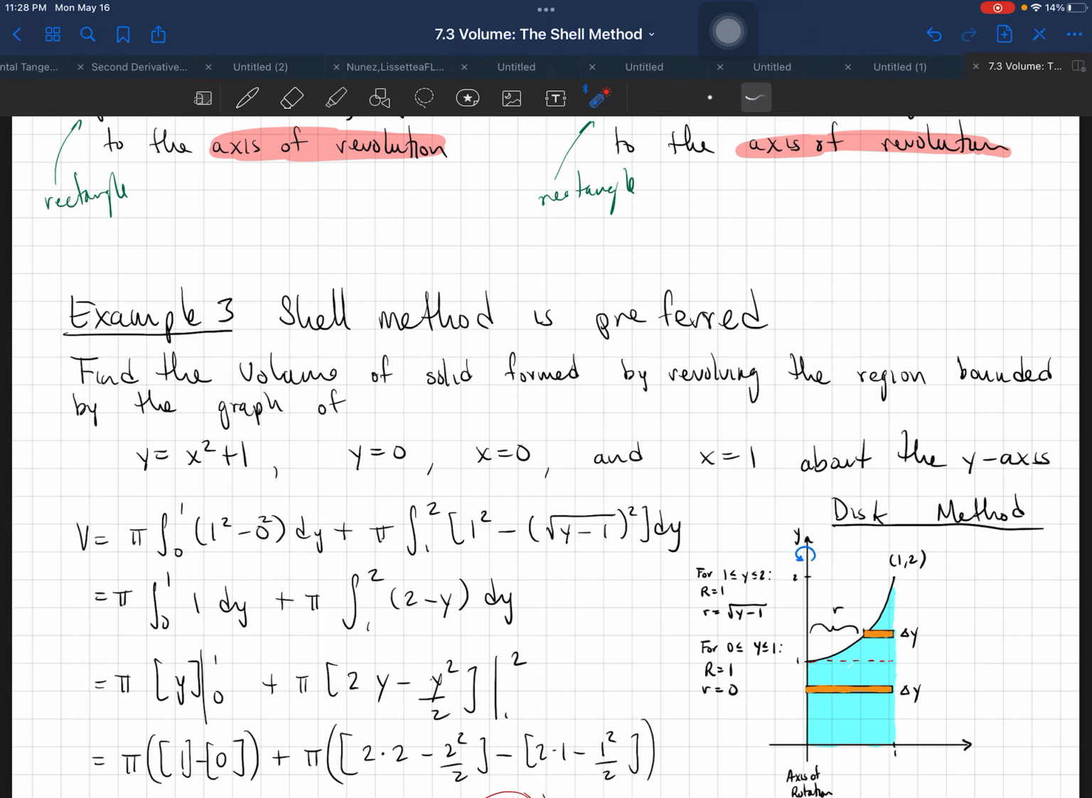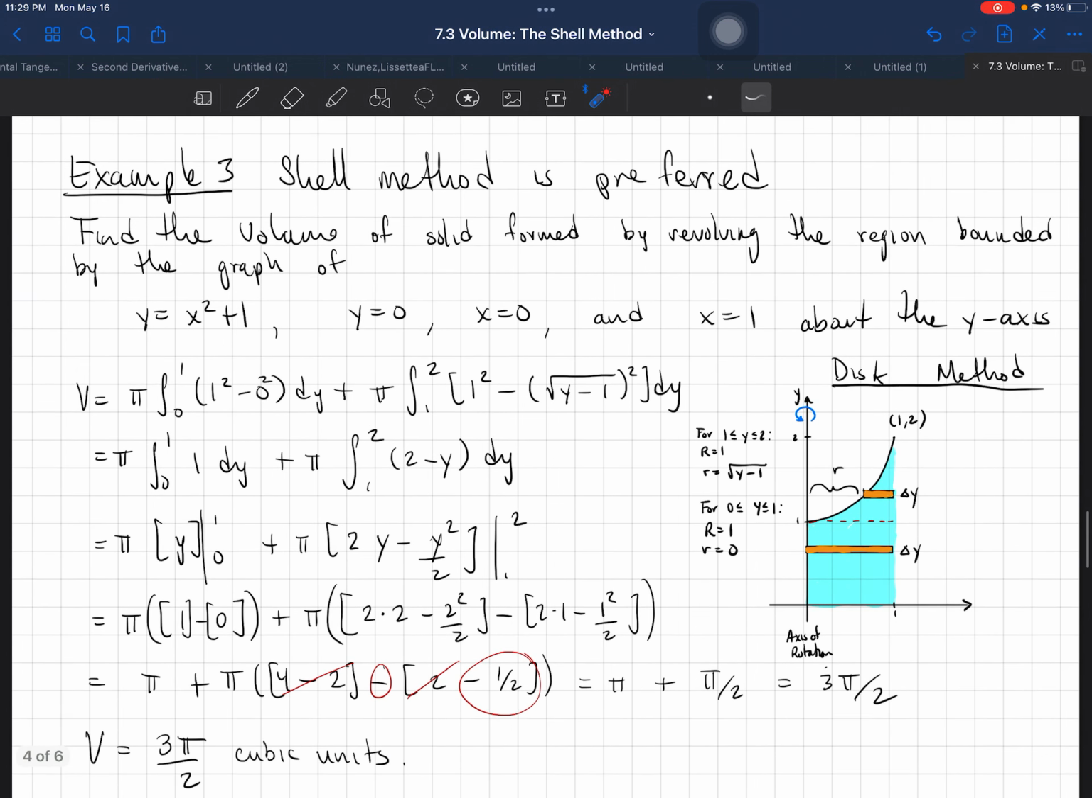Very nice. So let's move on to example number 3. We're trying to determine what's the best approach. Can the shell method be better than the disk method, or is the disk method better than the shell method? And again, like I said before, it just depends on the problem. It depends on the function. It depends on the axis of rotation. All those are very, very important. Those are key. So in example number 3, we're going to approach both cases. Let's see how easy it is to do it one way versus the other way.